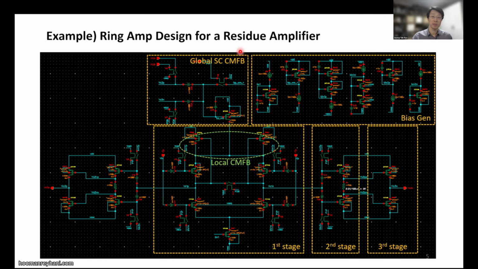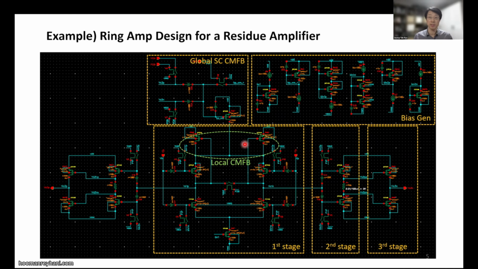This shows one example of a ring amplifier. This is the first stage, the second stage, fully differential, right? Then the third stage. For proper operation, a proper bias circuit should be designed, and for fully differential implementation, we need to design common mode feedback as well, desirably a switched capacitor circuit for low power implementation. With more than three stages, we need to make the common mode feedback stable, so we can add some local common mode feedback as well.